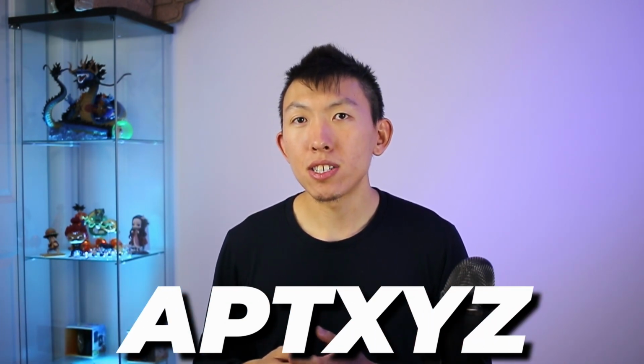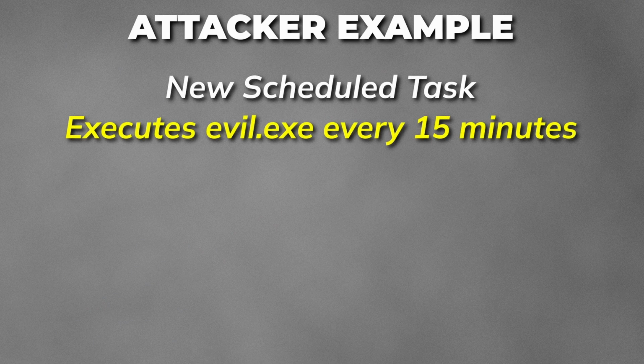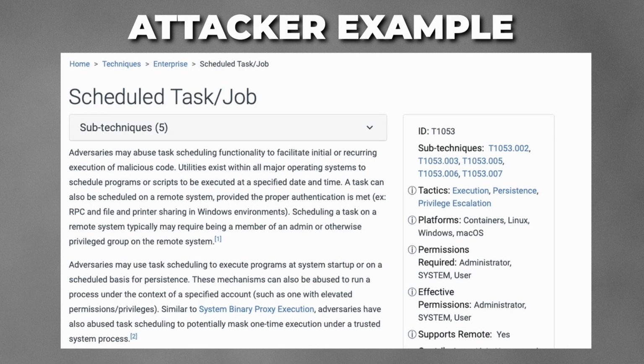We can also utilize the MITRE ATT&CK framework to understand more about our adversaries. For example, what does APT XYZ target or use as a tool? And by the way, they target everybody. I'll provide you with an example. You identify a new scheduled task executing evil.exe every 15 minutes. You go and check the MITRE ATT&CK framework and see scheduled task is under the following tactics: execution, persistence, and privilege escalation.